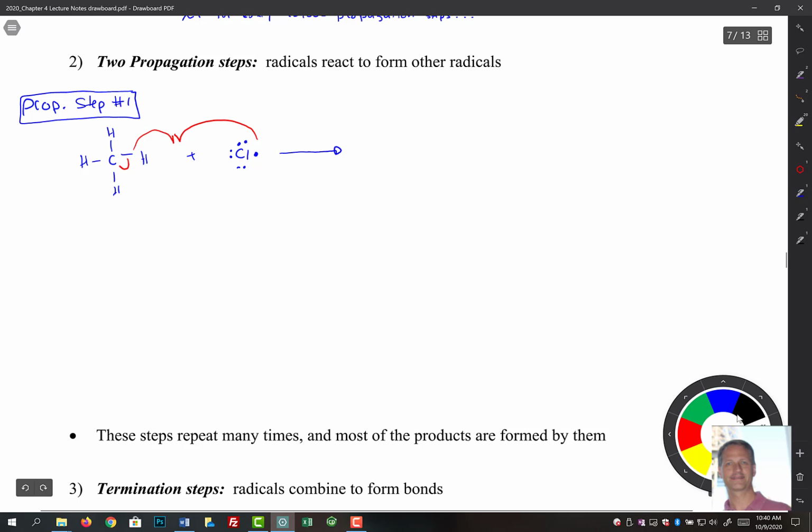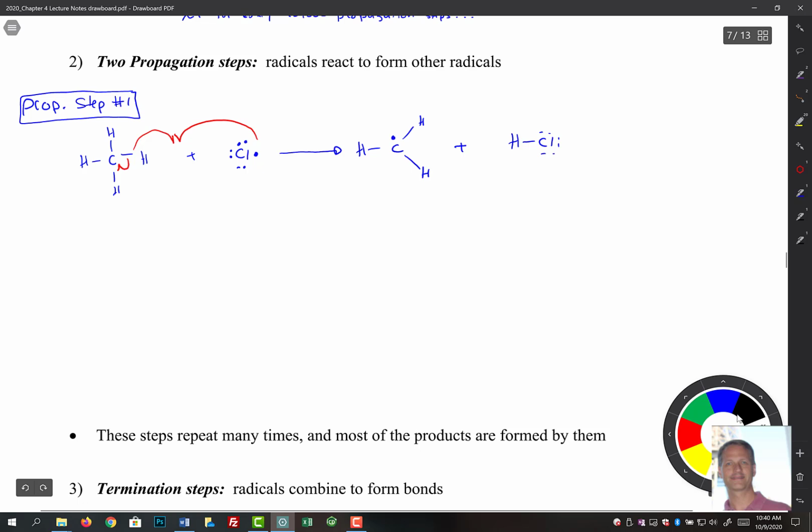And then that other remaining electron, remember there's two, right, in that carbon hydrogen bond, is going to come over and live on carbon. So what we're going to form here is our radical with 1, 2, 3 hydrogens. That's a methyl radical. And then we form hydrochloric acid, HCl.